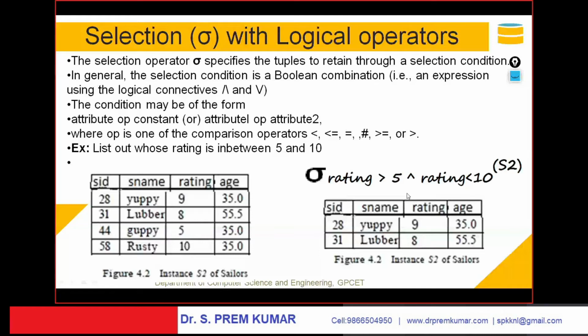So the sailors whose rating is in between 5 and 10 are UP and Lubber. Guppy and Rusty you will not get. The reason is that 5 greater than 5 is false, and hence you will not get Guppy. Rusty you also don't get because 10 less than 10 is false. You will not get Rusty. This is the output for this query.